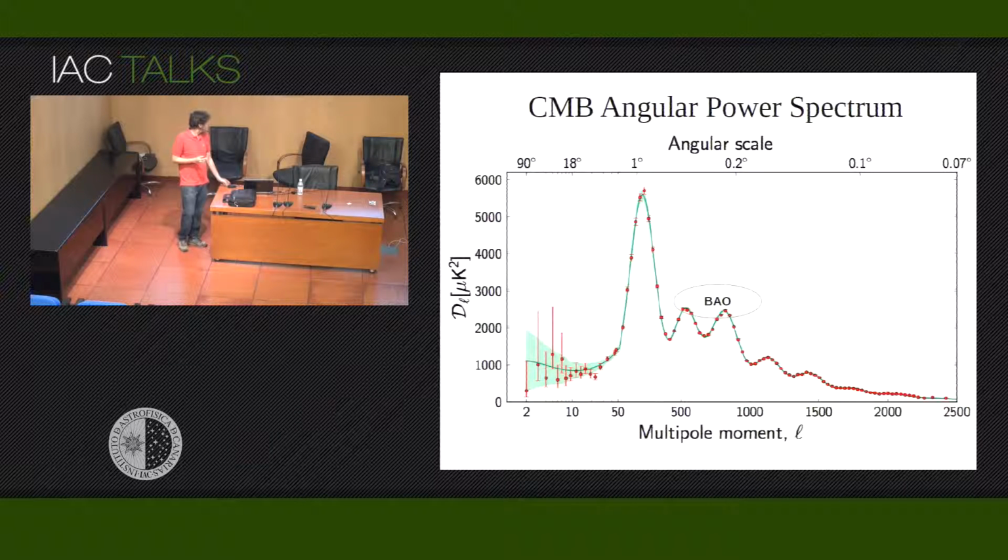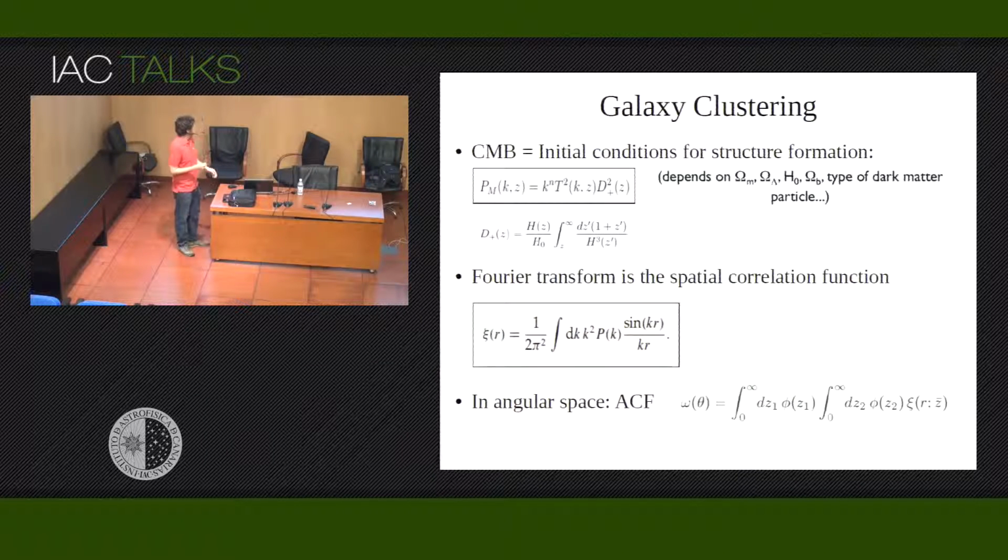The baryonic acoustic oscillations are well detected in the CMB angular power spectrum, and it was not until 2002, or so, with the Sloan Digital Sky Survey, that the BAO signal was detected in the galaxy distribution. To study the galaxy distribution, we are looking at the power spectrum of galaxies, or the angular correlation function, which are Fourier transforms of one another.